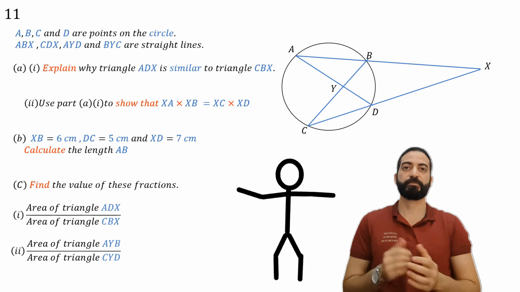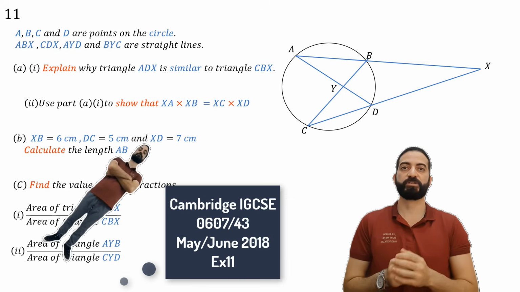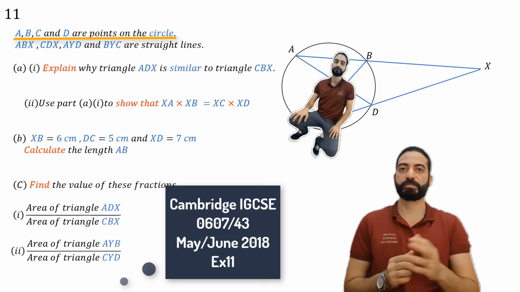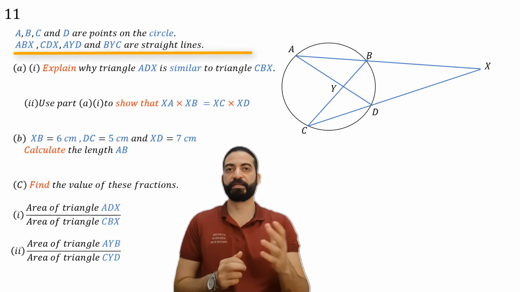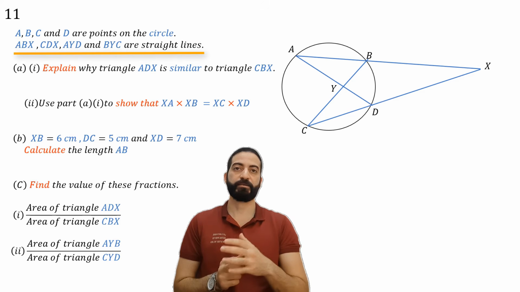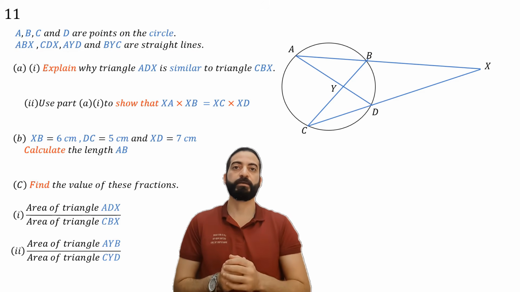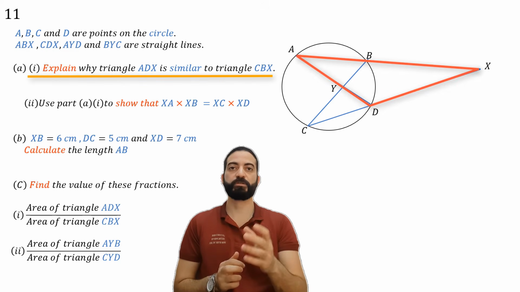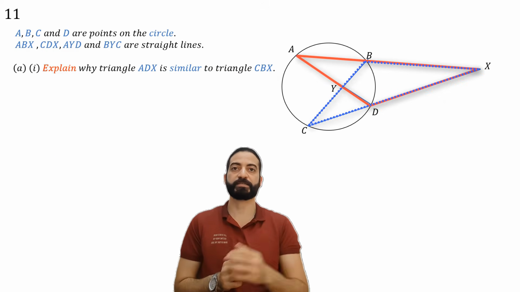Hello everyone, we'll start by solving question 11 of the Cambridge IGCSE 2018 exam. A, B, C and D are points on the circle. ABX, CDX, AYD and BYC are straight lines. Part A, explain why triangle ADX is similar to triangle CBX.